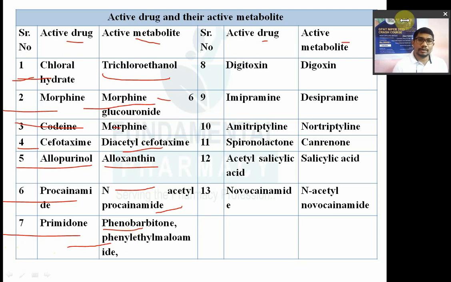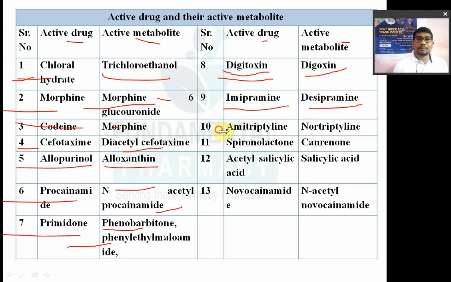Now again digoxin. Digoxin is a drug used in congestive cardiac failure. This is a cardiotonic drug. Digitoxin is a cardiotonic drug. It is converted to digoxin. So the active metabolite of digitoxin is digoxin. Then imipramine. Imipramine is a tricyclic antidepressant. Now it is an active drug itself. It is converted into the active metabolite known as desipramine.